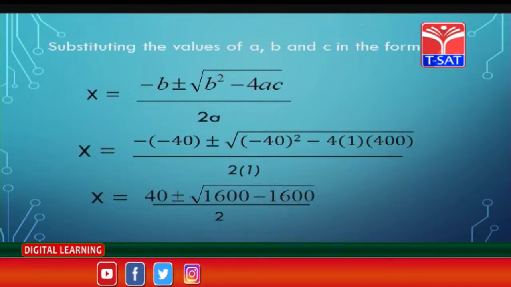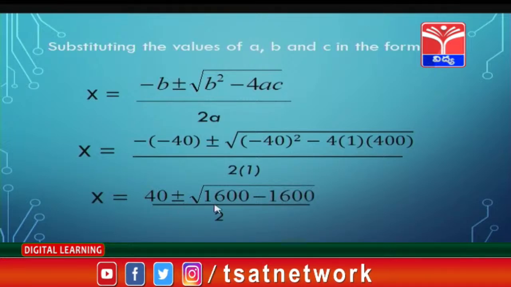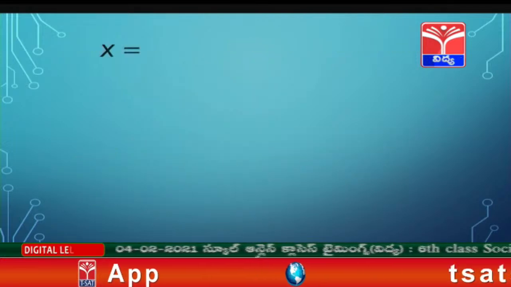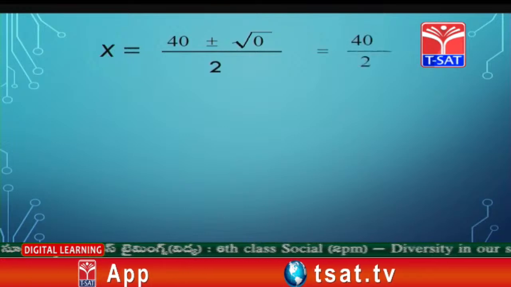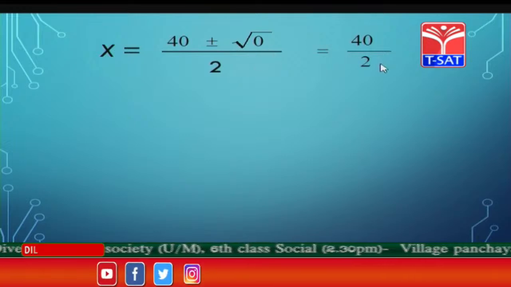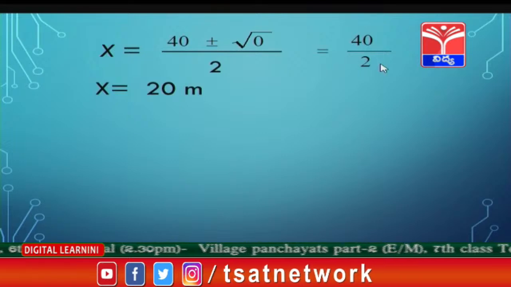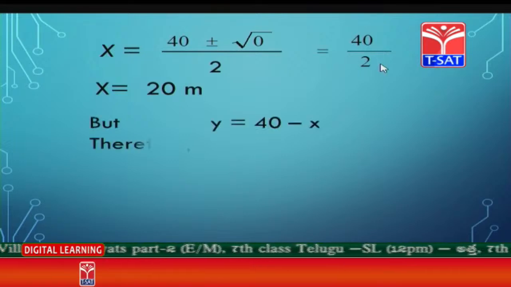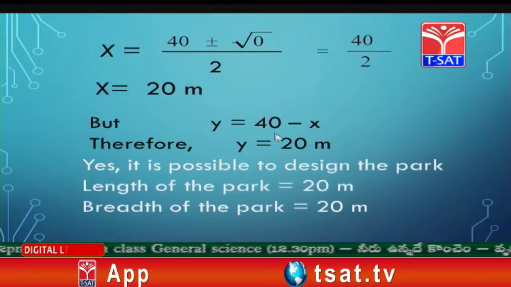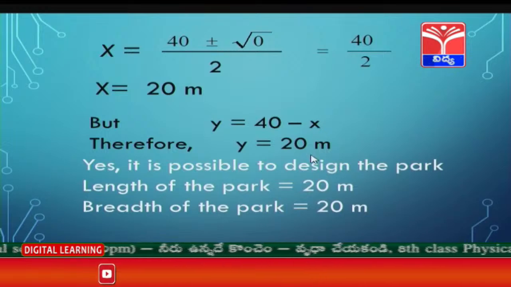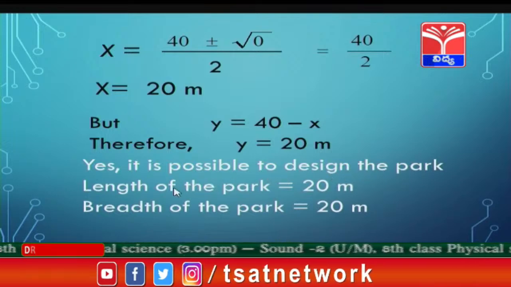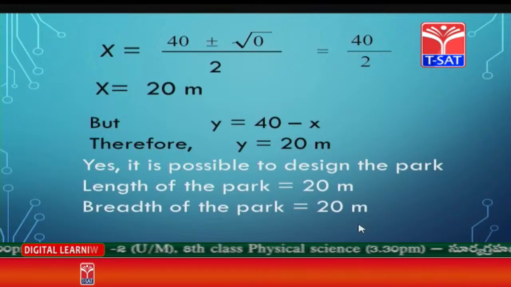So, I get x as 40 plus or minus under root 1600 minus 1600, and we all know 1600 minus 1600 is 0. So, I get 40 plus or minus under root 0 by 2, which is 40 by 2, and 40 by 2 is 20 meters. So, I get my x value as 20 meters. But we know y is equal to 40 minus x. So, our y value also will be 40 minus 20, which is 20 meters. Therefore, we can say it is possible to design the park of length 20 meters and breadth 20 meters.